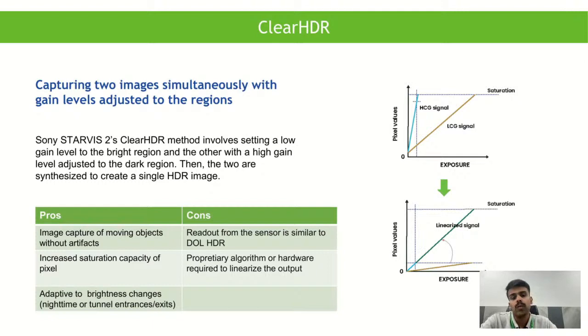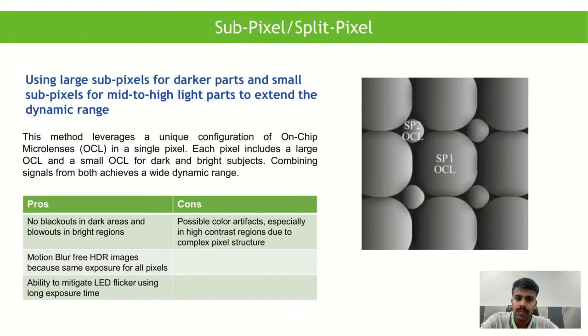The photodiode will illuminate the scene for a common exposure time, and you'll get two different pixel values. Because of this single exposure that is used here, this does not induce any additional motion artifact in the scene. That is one of the biggest advantages of this method. But the readout from the sensor is still going to be similar to the DOL method. So the ISP has to know there are two different frames coming from the sensor, and they are both interleaved together, and it has to know how to process it.